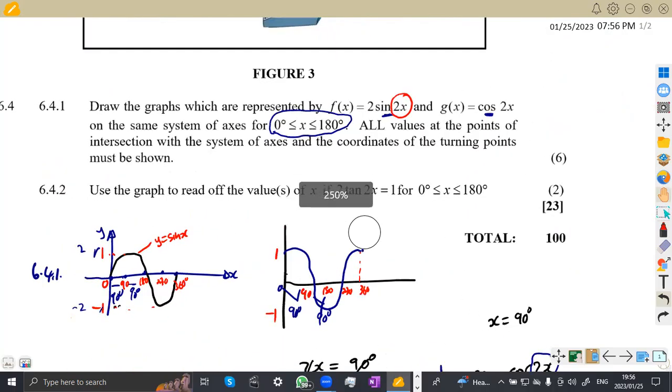Okay, so that was 6 marks. Yeah, actually deserves 6 marks. Okay, 6.42. We are now given, use the graph to read off the values of x.